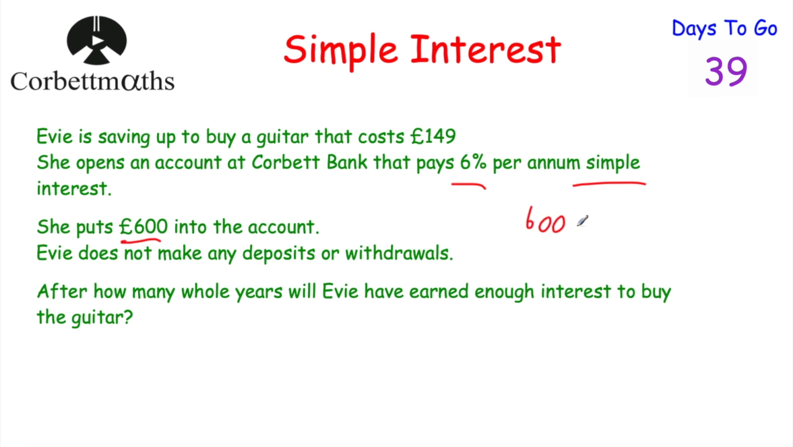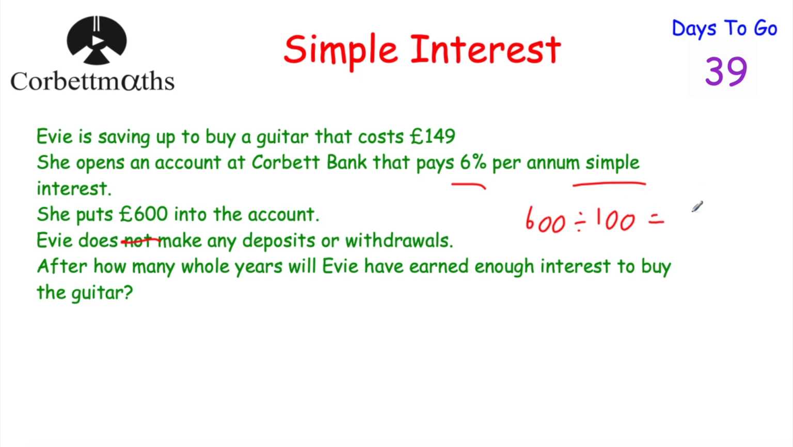So let's take our £600 and divide it by 100 to find 1%. That's going to be £6. So that's 1%, £6, and now we want 6%, so we're going to multiply this by the percentage we want. We're going to do 6 multiplied by 6, and that's equal to £36. So that means that she will earn £36 interest every single year, because simple interest is the same amount of interest every single year.